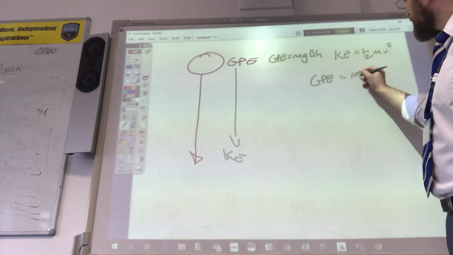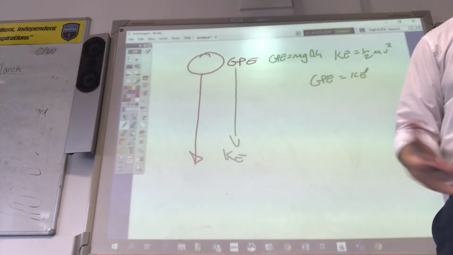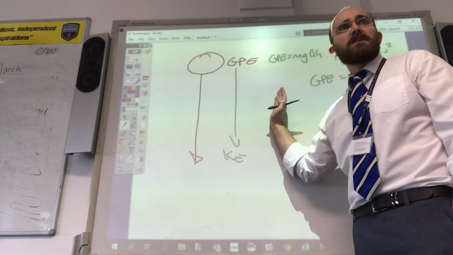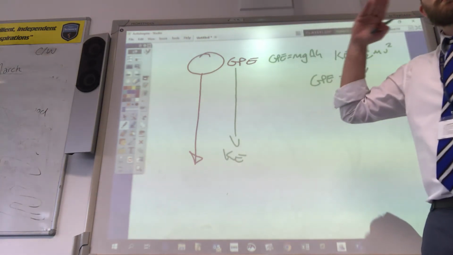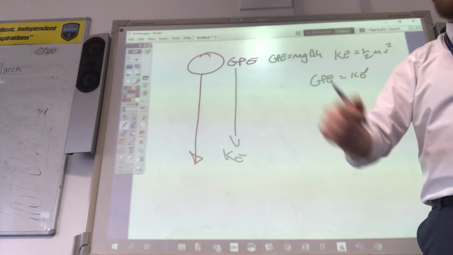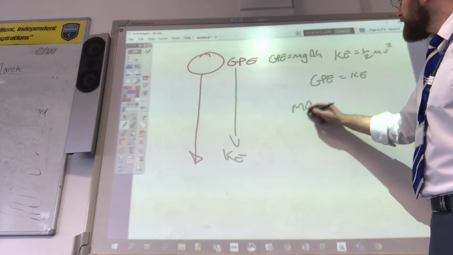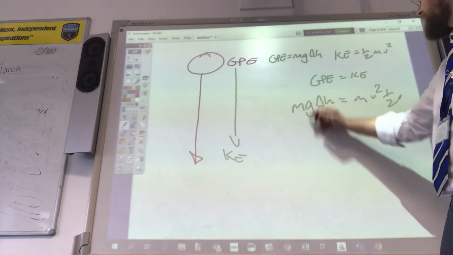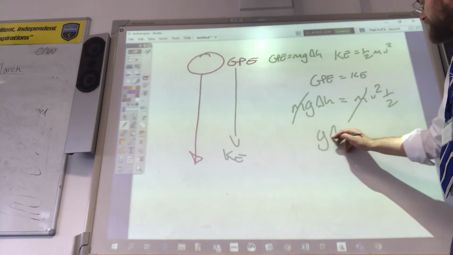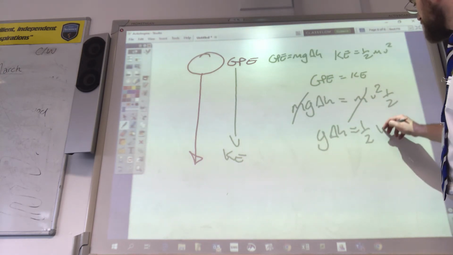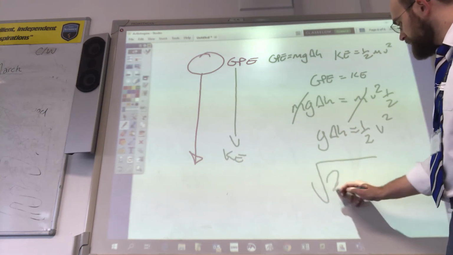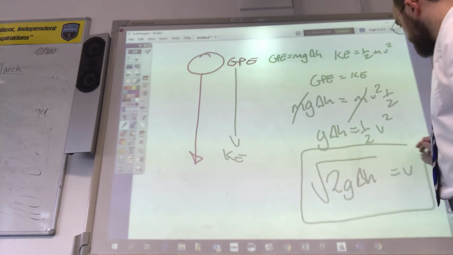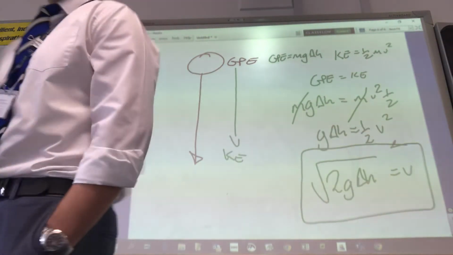GPE equals KE. We assume 100% efficiency, when in actual fact it won't be, because as the ball falls, some energy is going to be dissipated as heat. So when the ball hits particles, some energy is going to be transferred to the particles of the air as it falls. We can write this down: mg delta h equals mv squared times 1/2, cancel out the m's, g delta h equals 1/2 v squared, that goes down to square root 2g delta h equals v.